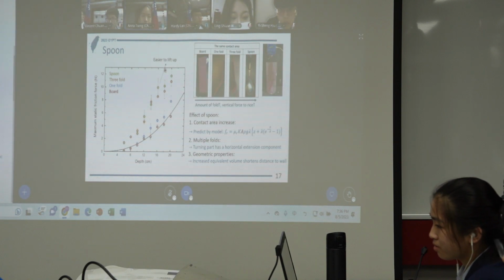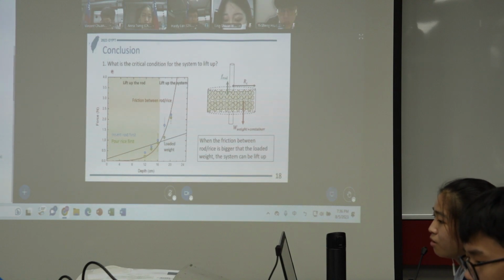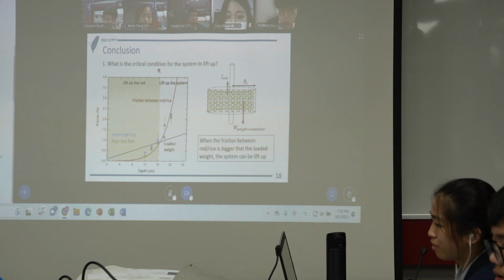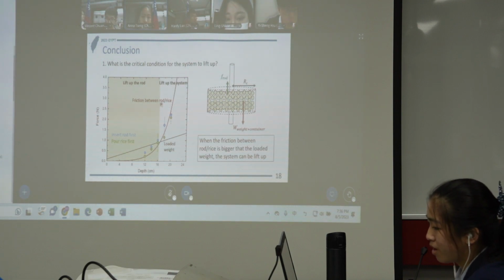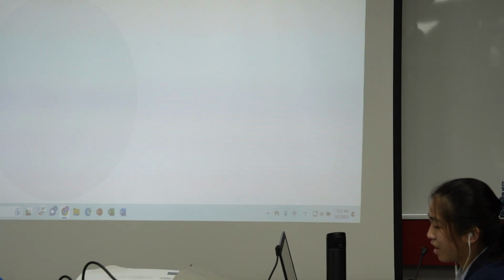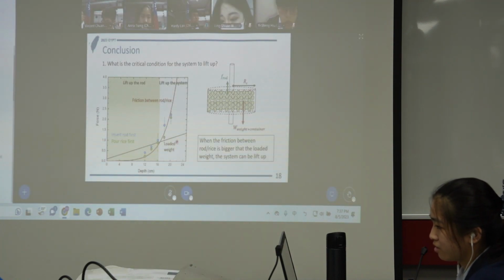For the conclusion, first, what is the critical condition for the system to lift up? Here the red line is the theoretical line for the friction between the rod and rice, and the black line is the loaded weight. The relationship between these two is that when the friction between the rod and rice is bigger than the loaded weight, the system can be lifted up. In this part, we can lift up the system.